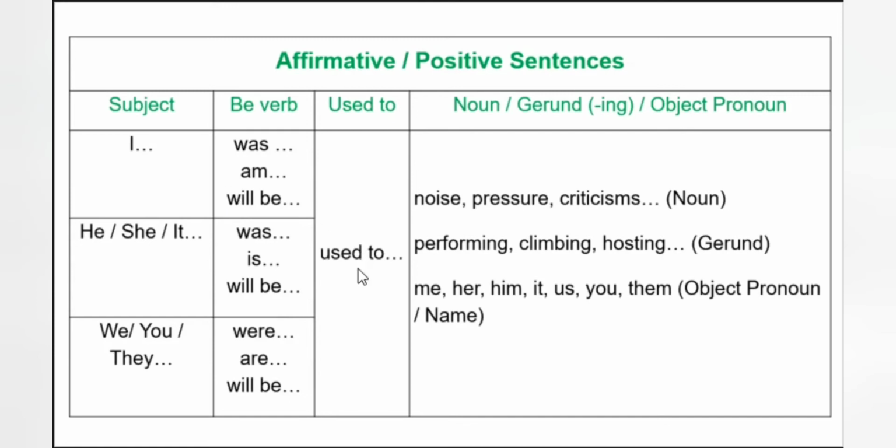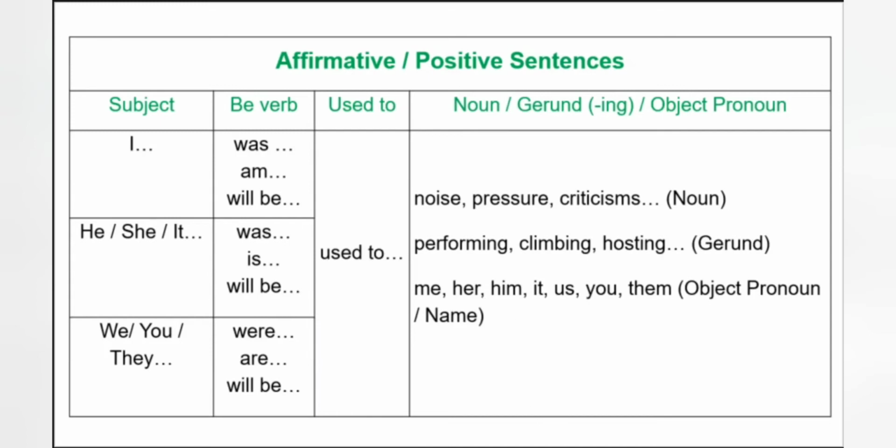Example, I am used to criticisms. It means, I am accustomed to criticisms. Or for example, he will be used to hosting. It means he will become accustomed to hosting. How about past? For example, we were used to her. It means we were already accustomed to her a long time ago.